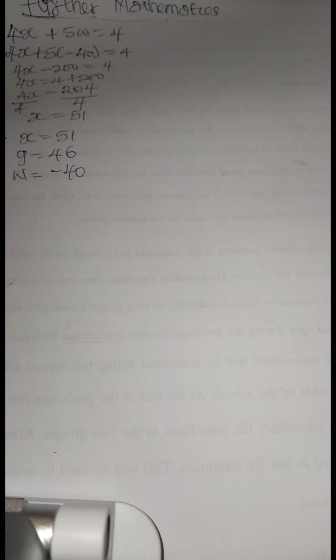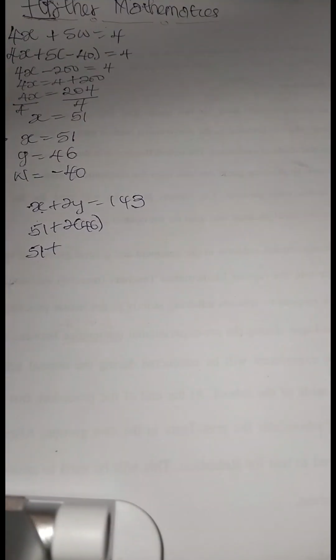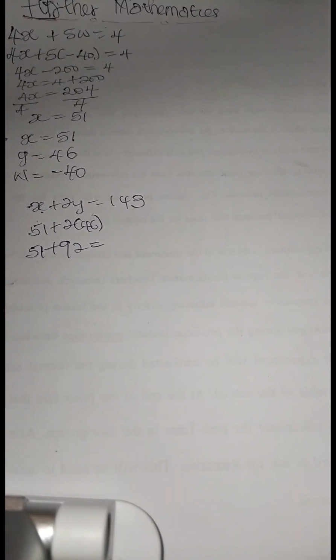I'll just use the first equation to test. My first equation says x plus 2y is equal to 143. Let us try. So x is 51 plus y is 46. Let's see if we get 143. So this is 51 plus 46 times 2, which gives you 92. So 92 plus 51 gives you 143. So you can check for the others.